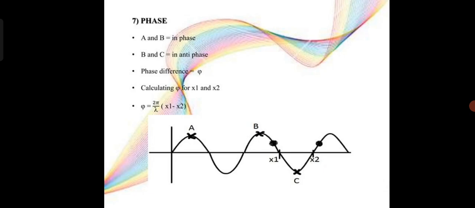And the seventh one is phase, where the phase means the distance from one point to another point. In the graph, points A, B, C and the other dots are denoted, where A and B are in phase, which means they are on the same propagation path, and B and C are in anti-phase. Here the phase difference is denoted by the symbol phi, and the formula is phi equals 2 pi by lambda into x1 minus x2.